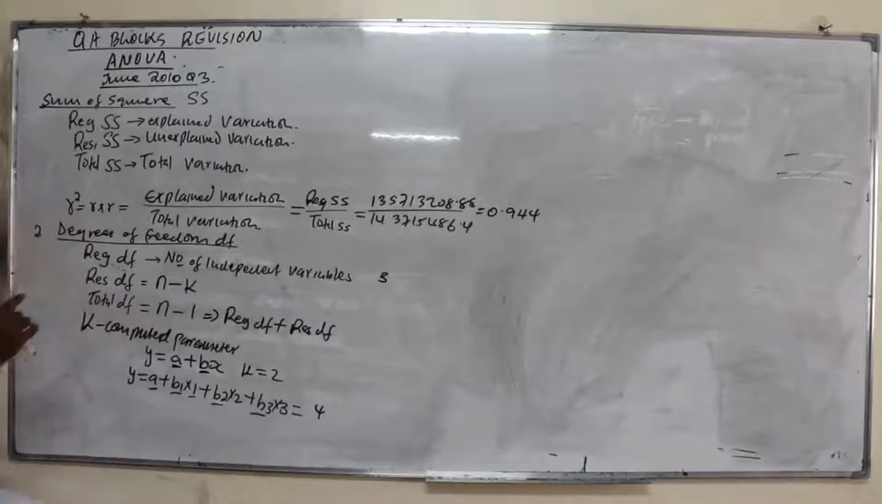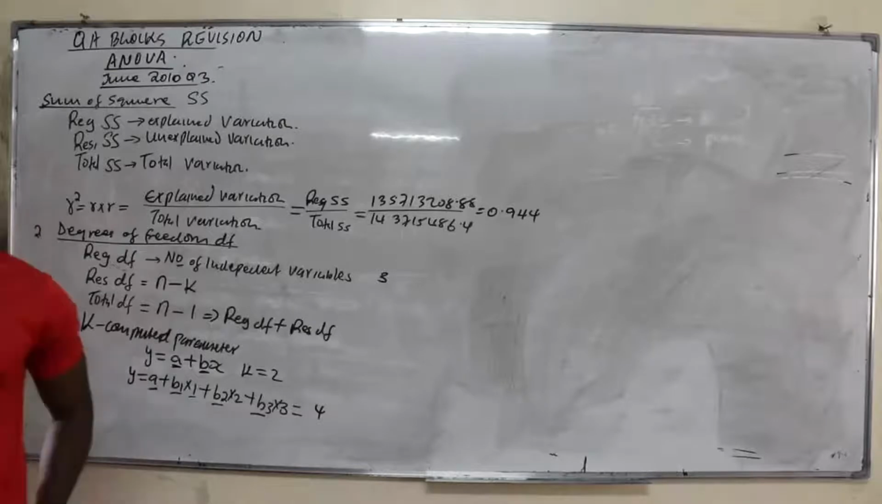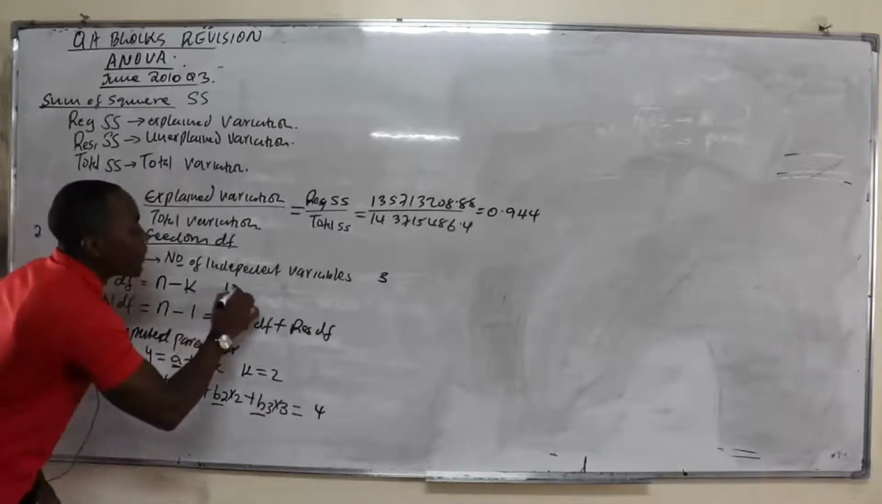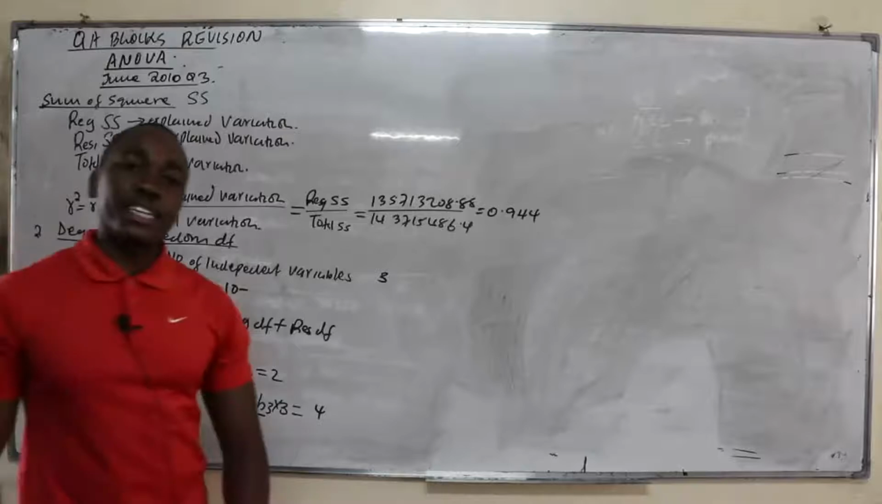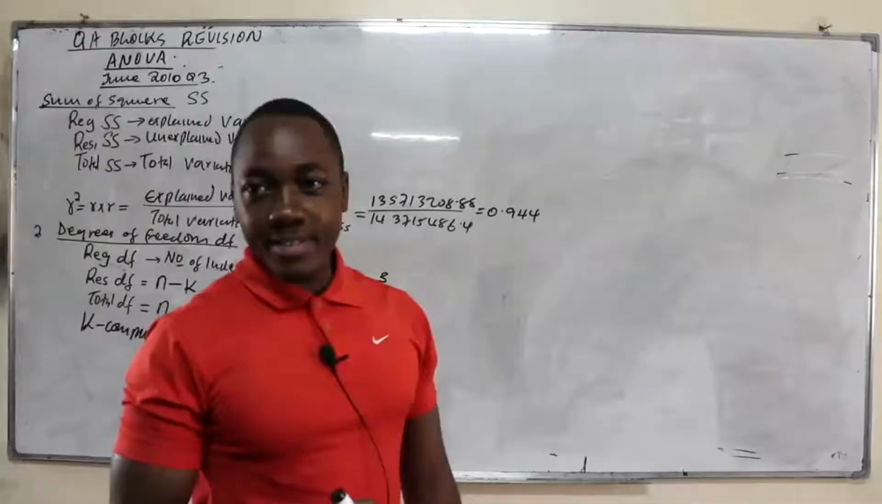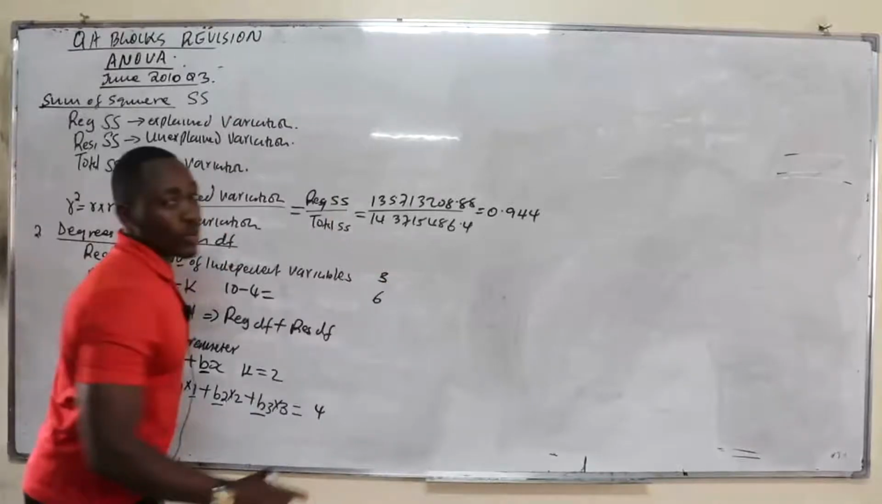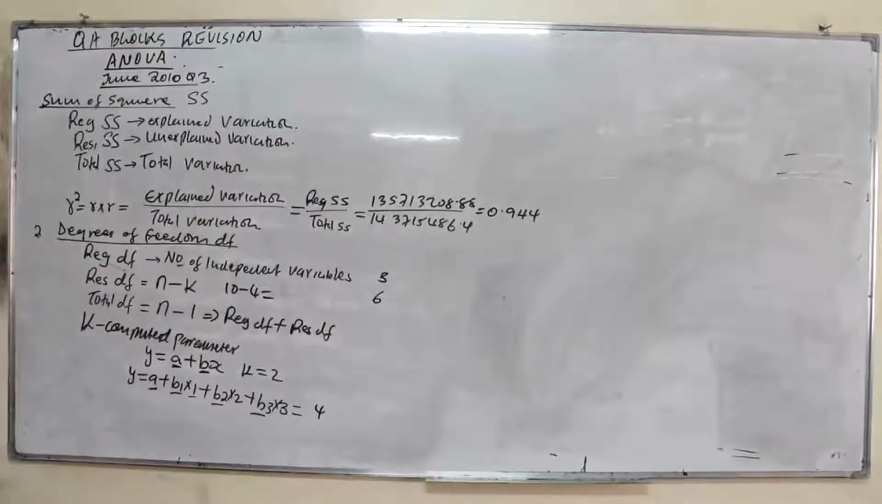Now let's go back here. Residual DF, you take n. How much was our n? 10. Good. 10 minus, how many independent variables do we have? 3 plus the constant. Therefore, k is 4. 10 minus 4, you get 6. Can you confirm if your residual DF is 6? That's what you're given, 6.